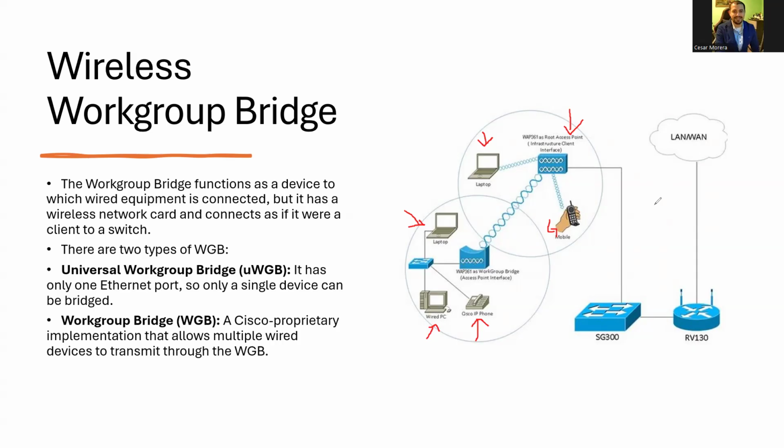We have the connection between the interface infrastructure and the access point interface, which is a workgroup bridge. The other one that we have there that is not in this example is the universal workgroup bridge, and it has only one Ethernet port to a single device that can be bridged. There is also after this a switch, a layer 2 connection, and it is currently connected to a wireless router over here, and then to the internet. That's basically the topology that we currently have.